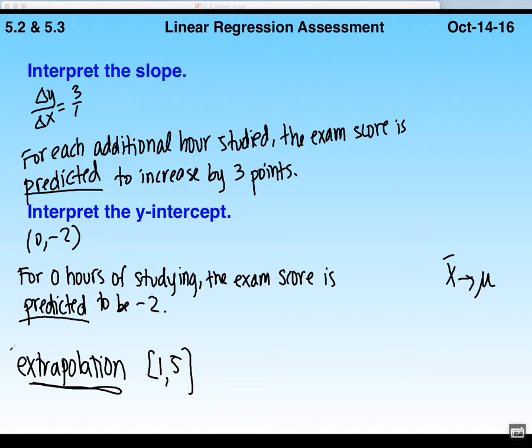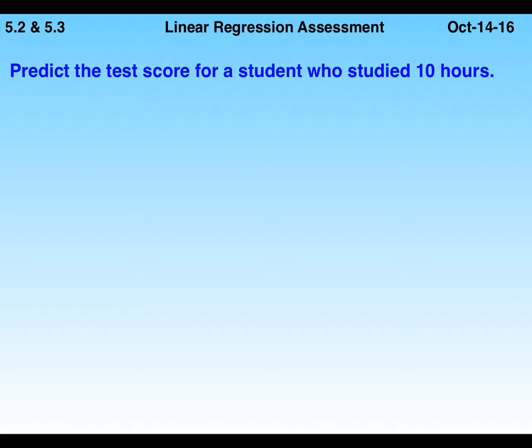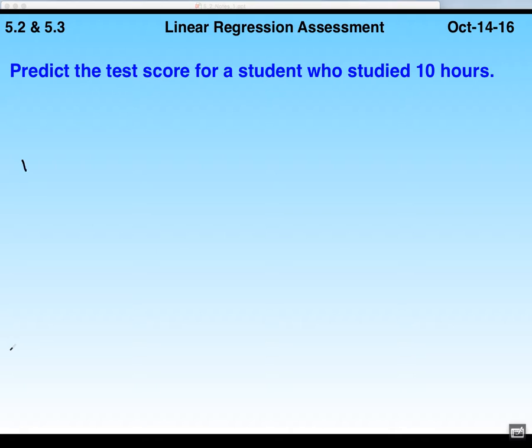Does that make sense? Okay. Questions? Okay. So I could ask you, predict the score for a student who studied 10 hours. Okay, so this should seem pretty obvious. You're going to plug in 10. Plug in -2 plus 3 times 10, so that's 30 minus 2, so 28 points. What's the issue here?